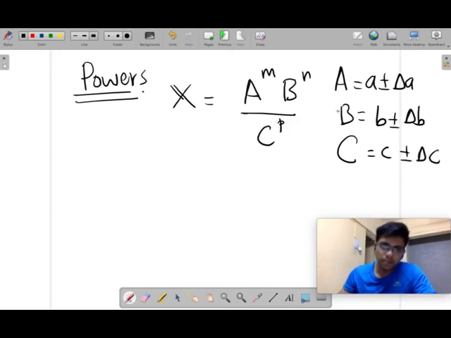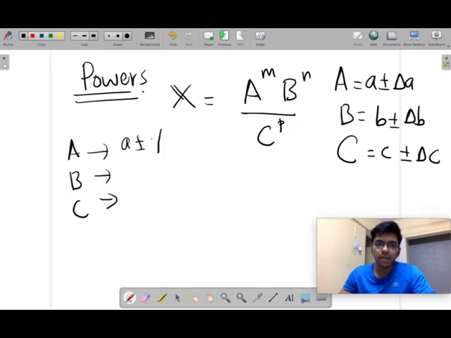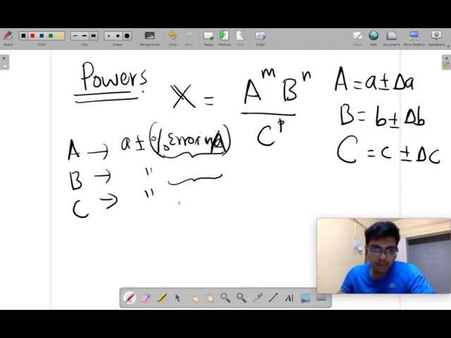So in all these types of questions, what you should be doing is first convert all these quantities a, b, c into percentage forms. So you will write it as a plus or minus percentage error in a, same for b, same for c. So you now know the percentage error in each one of them.